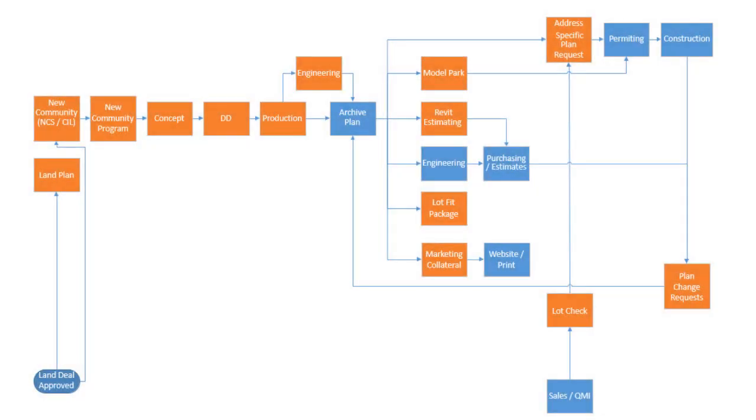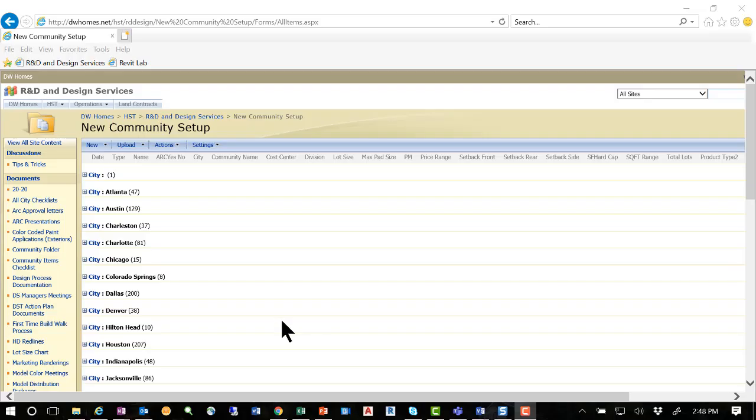For all communities, the first step is to determine the design criteria and community requirements in order to select and design new plans or pick something from the existing plan catalog. The new community setup form, as well as the community items list and several conference calls, are done to complete this and complete the new community setup form. This form can be completed by the design team.